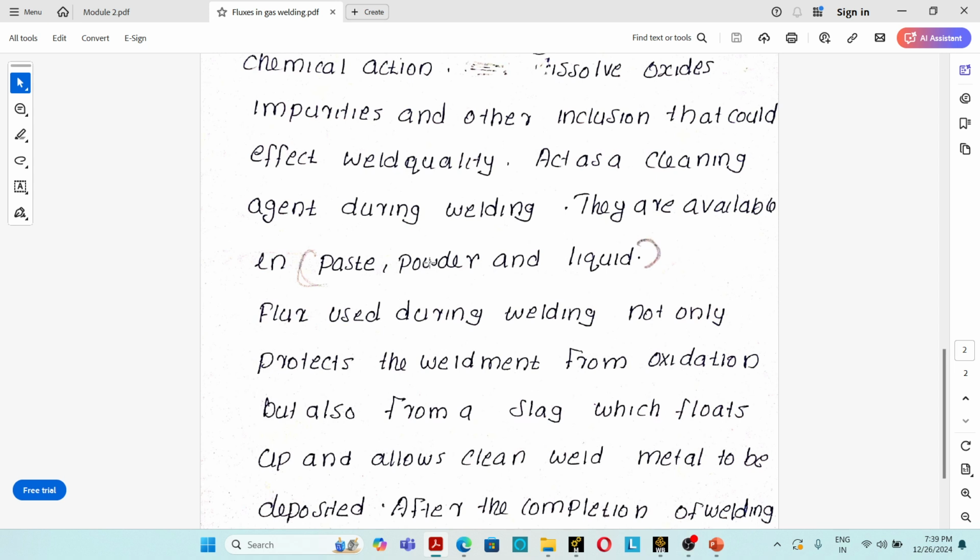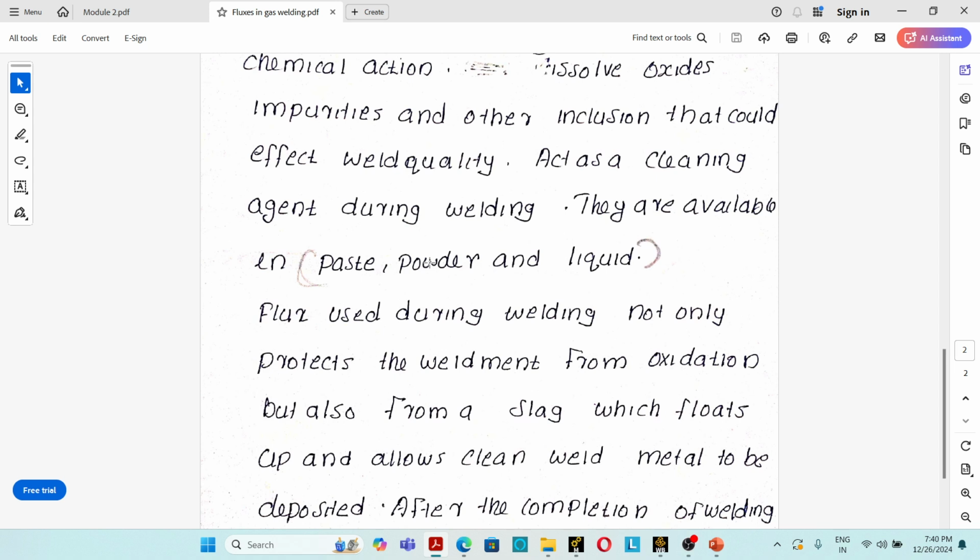Slag has a lighter weight when compared to the molten material. As slag has a lighter weight, the slag will float over the molten material. The slag will absorb and remove the oxides and impurities in the molten material, and it acts as a barrier from the surrounding atmosphere to protect the molten material. After the weld has solidified, the slag will be on top of the welded joint. It can be removed by chipping or other machining operation. So that's the importance of flux in the gas welding process.